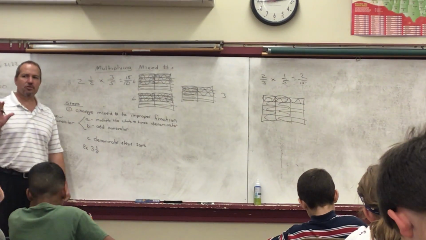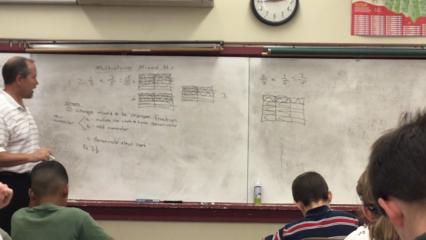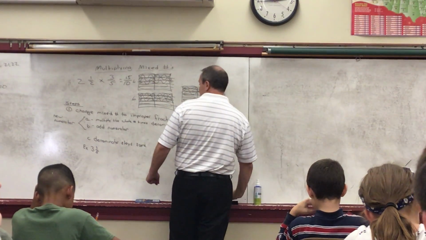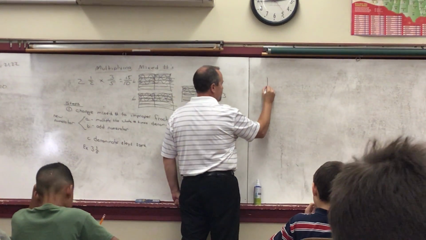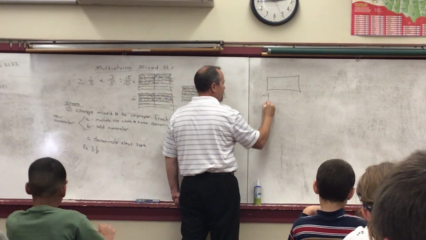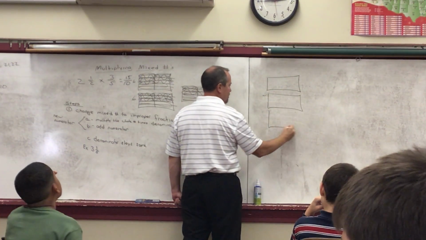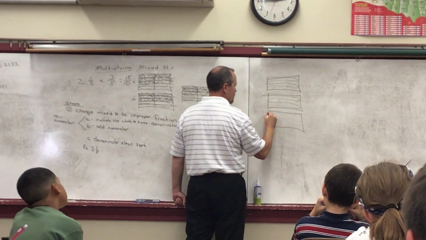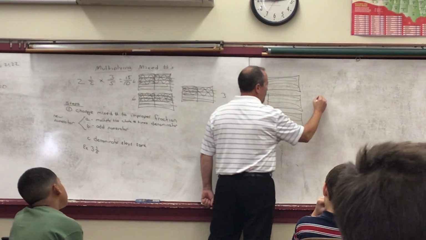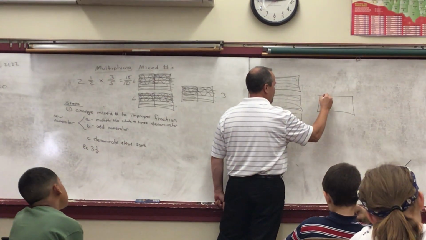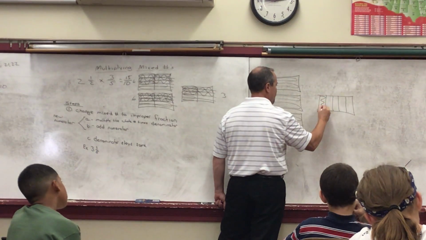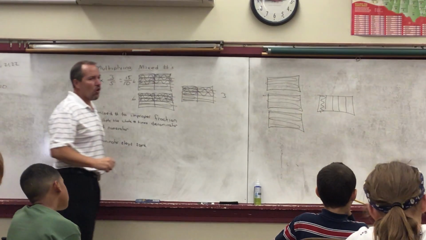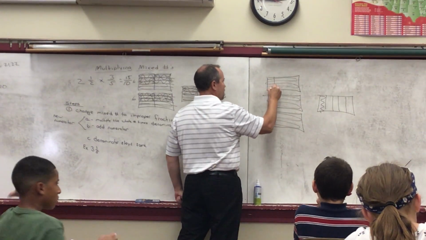Now, you don't need to draw this, okay? But here's why we multiply the whole number times the denominator. We have 3 1/5. So we have 3 whole ones. And then we have 1/5 of another one. Since our denominator is 5, these 3 whole ones, we can break them into 5 sections.